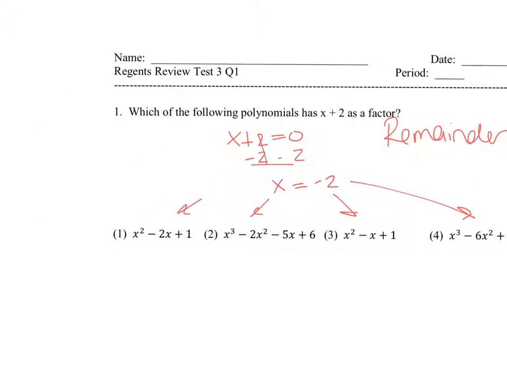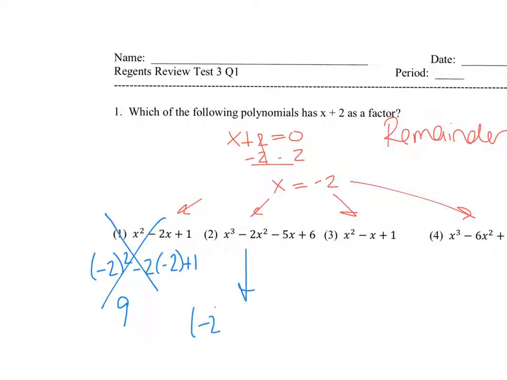So for my first example, when I plug in -2, I type it into my calculator, I end up getting 9, and that is not 0. So this is not a factor. X plus 2 would not be a factor. If I plug in -2 to the next one, I would get -2 cubed minus 2 times -2 squared minus 5 times -2 plus 6. Be careful when you type it into your calculator. And when you type this one in your calculator, you do get 0.